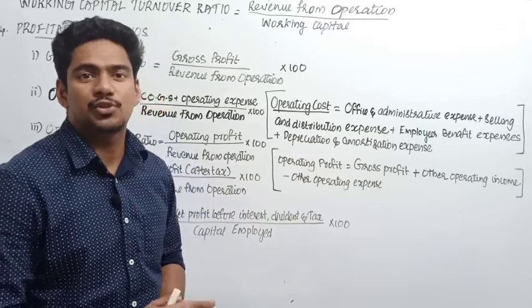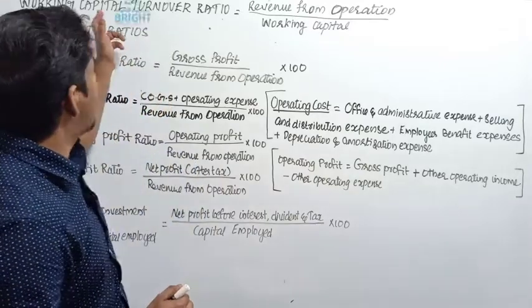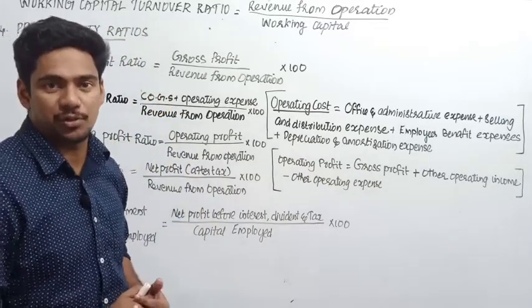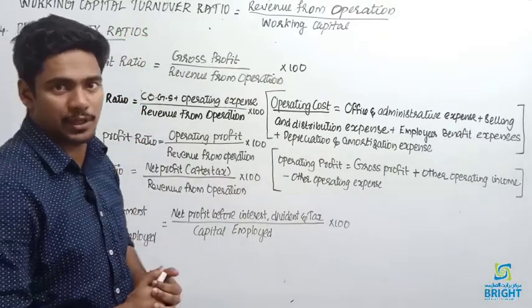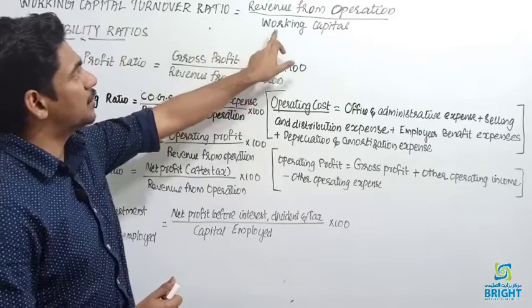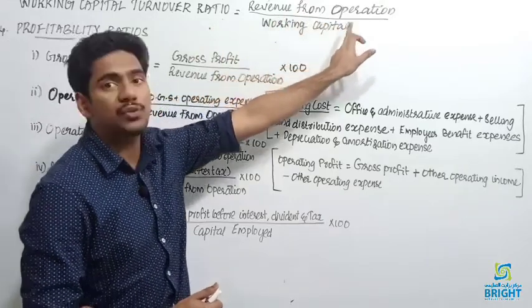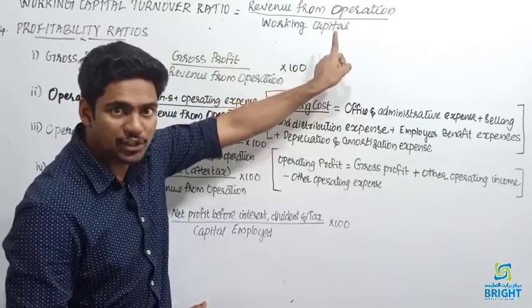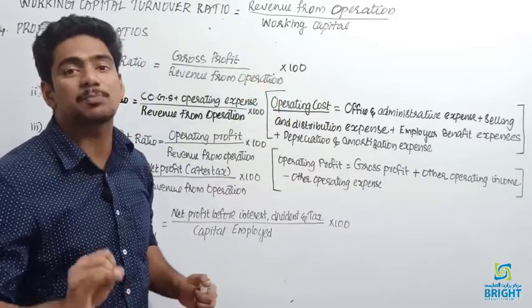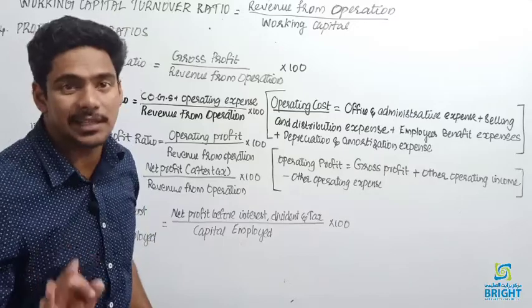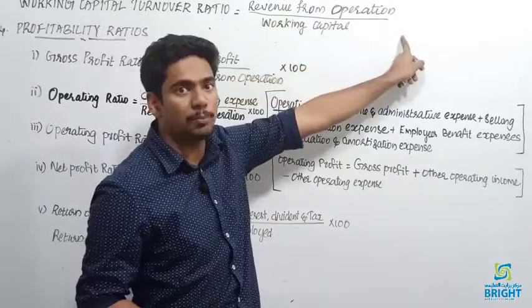Hi students, today I am continuing with activity ratio. In activity ratio, the last one is working capital turnover ratio. In working capital turnover ratio, the formula is revenue from operation. Revenue from operation is equal to net sales. Net sales is equal to cash sales plus credit sales minus sales return. That is revenue from operation.